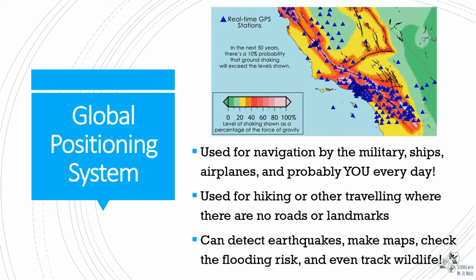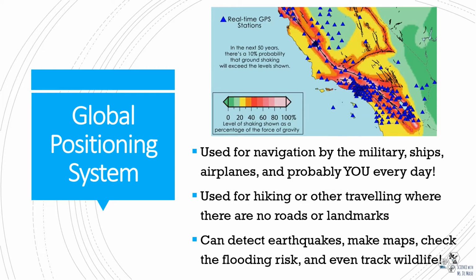So GPS is used for navigation, obviously. We use it every day. But it started out as something for the military. They wanted to be able to plan their campaigns easier, so they wanted a way to track their troop movement all the time. Now it's moved on to ships and airplanes and personal use.